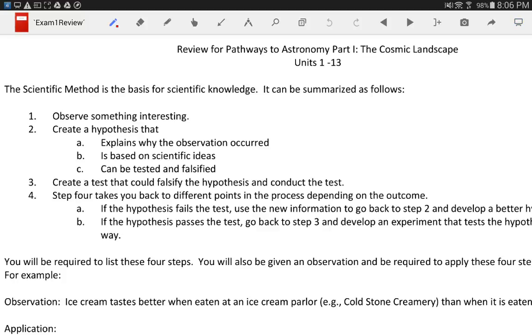For step 2, then, you have to create a hypothesis that follows those. So you have to say, okay, so, well, we know that vitamin D comes from sunlight and that vitamins can be beneficial to growth. So maybe hair grows because of increased vitamin D during the summer when you have more sunlight.